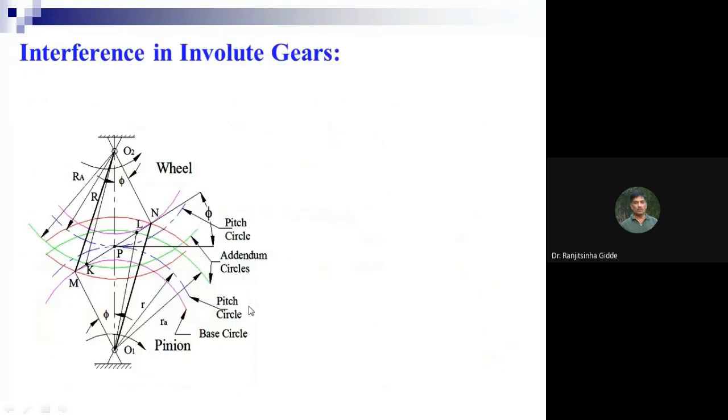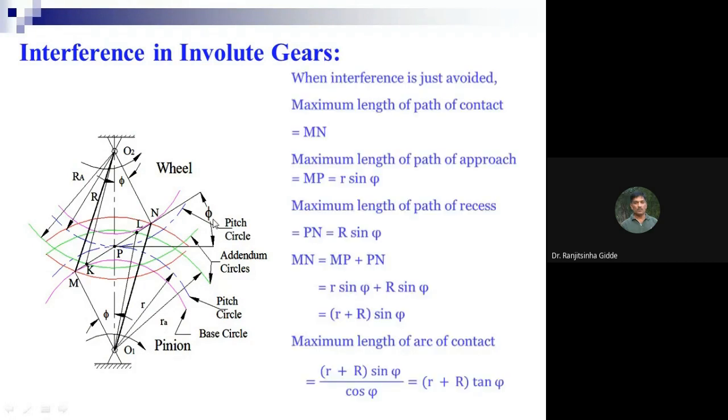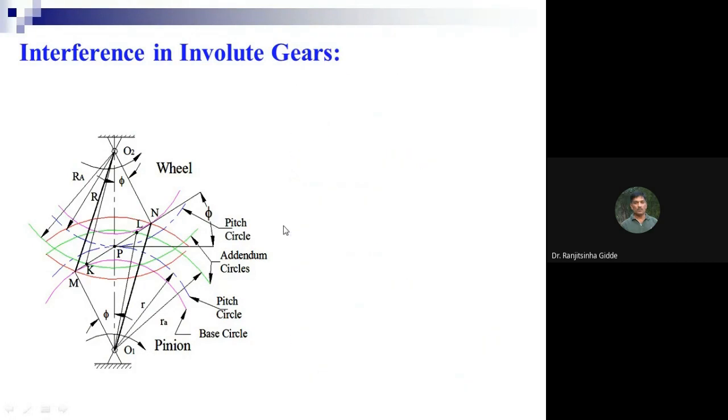Okay. Then you have drawn this diagram. Then we are going to see once this interference is avoided. That means this radius of addendum circle. So initially it is O1L.